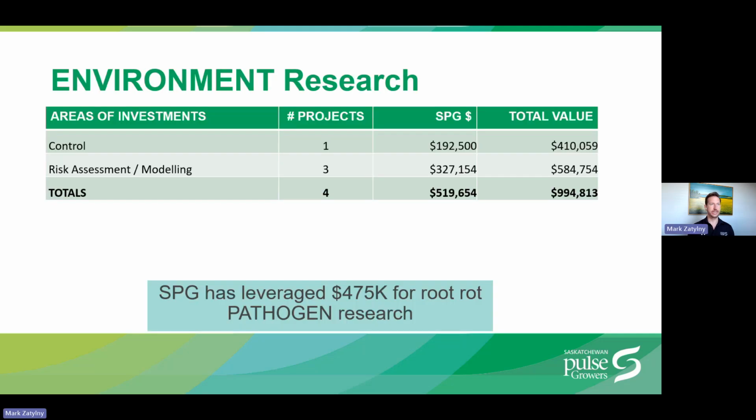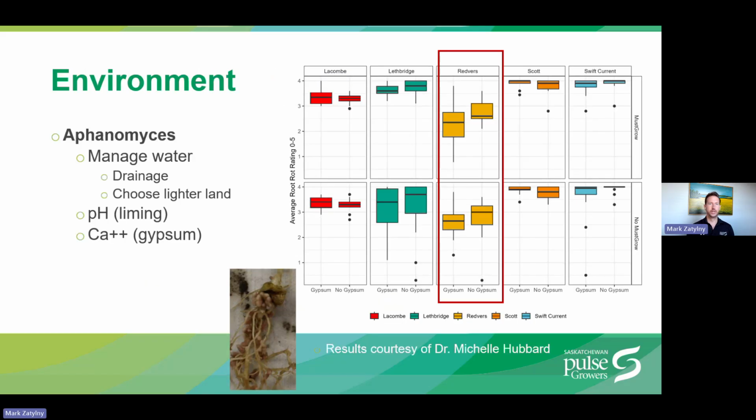The next will be environmental research. So there are 4 projects going ahead here. One of the big ones, as we know, is managing water, because that is one of the key things when the pathogen is present in the soil. Once you get that water, then the risk of infection greatly increases. So how can growers manage that using either drainage or just through field selection into that lighter land? How can that fit into rotation for growers?